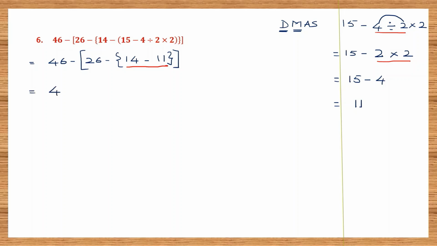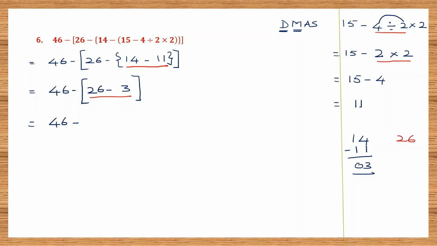So this is 46 minus square bracket 26 minus, we're going to remove the curly bracket. Inside the curly bracket we have 14 minus 11. And how much is that? 14 minus 11. 4 minus 1 is 3, and 0. So 14 minus 11 is 3. Close brackets. Then 46 minus, now we're going to remove the square bracket. So what is inside that? 26 minus 3. So let's do that subtraction.